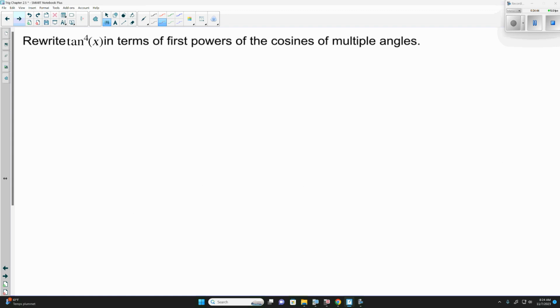Rewrite tangent to the 4th in terms of first powers of cosine of multiple angles. And again, with most of these rewrites, I'm going back to our formulas. Because tangent squared of x is equal to 1 minus cosine of 2x over 1 minus sine of 2x.